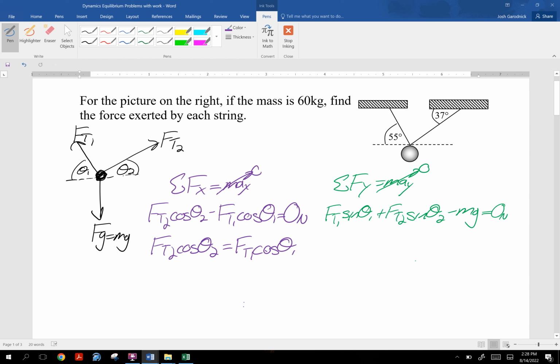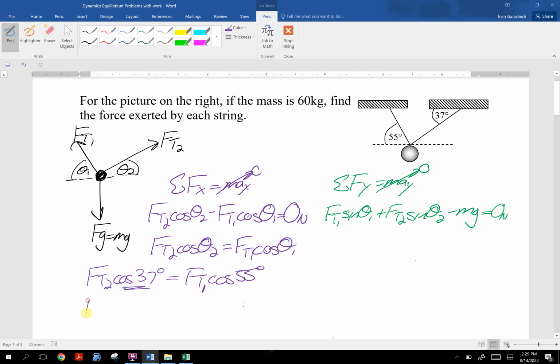And I'm going to start subbing some stuff in here. We have Ft2 cosine of 37 degrees, and we have Ft1 cosine of 55 degrees. Clearly, there's nothing I can do here. So, I can move on to the y. I can tell you right now that we are going to be stuck with unknowns there. So I already know I have two equations, two unknowns. I'm going to isolate ft2 by dividing by cosine 37.